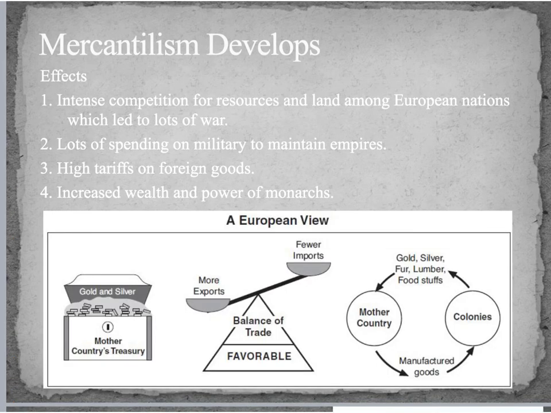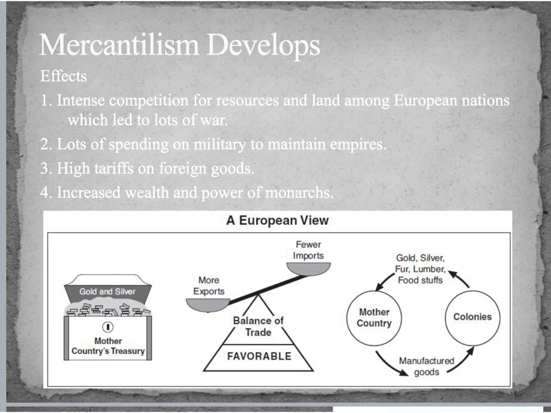All right, so what are the effects of this system? It led to very intense competition for resources and land among European nations, which led to lots and lots of war, because they believed that resources were finite and that they needed to compete aggressively to gain those for their country. It also led to lots of spending on the military to be able to maintain these huge empires and be able to kind of ward off attacks from other empires trying to take their territory.